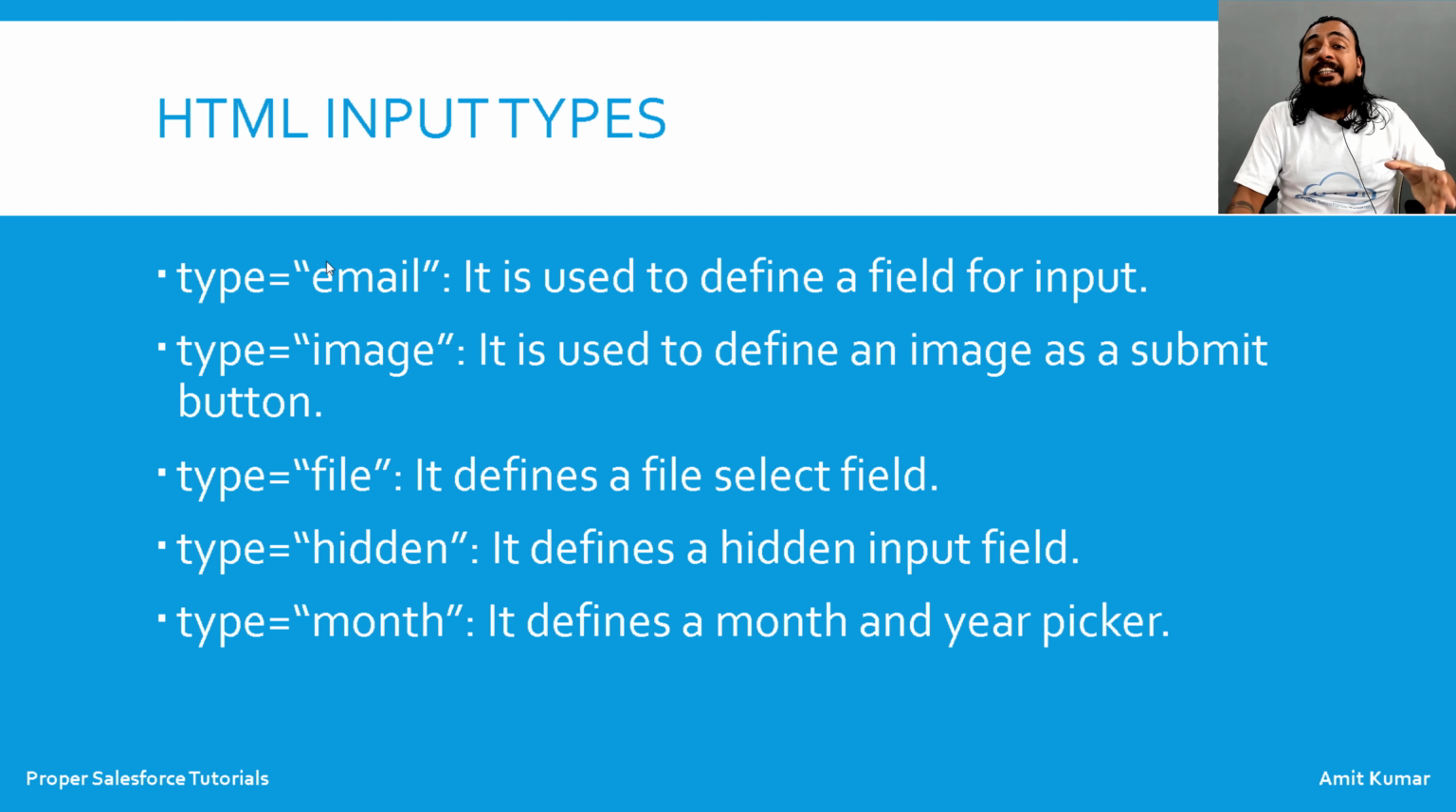Type as month defines a month and year picker. So with that you can specify a picker over there and the user can select a specific month or a specific year from it.